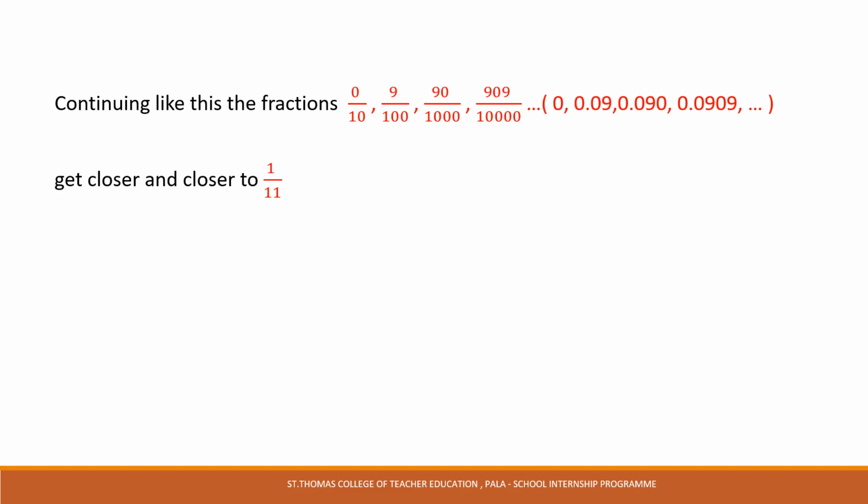Now, by analyzing each of the factors, what we can say? The fractions 0 by 10, 9 by 100, 90 by 1000, 909 by 10,000, all these are getting closer and closer to 1 by 11, isn't it? That is 0.09, 0.090, 0.0909, etc. is getting closer and closer to 1 by 11. Now tell me the decimal form of 1 by 11. Correct. It's 0.090909, etc., isn't it? So I hope all of you understood the steps we have gone through to reach this.